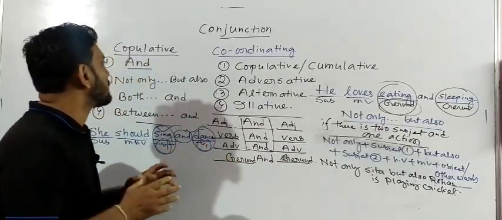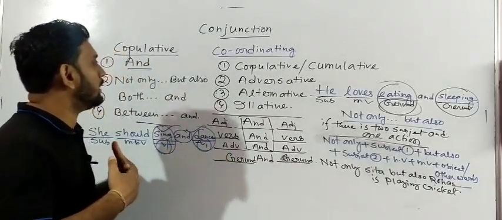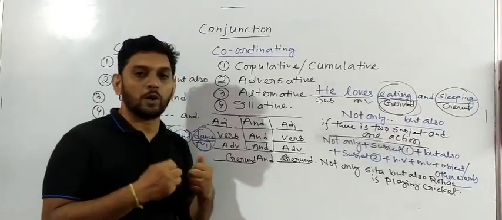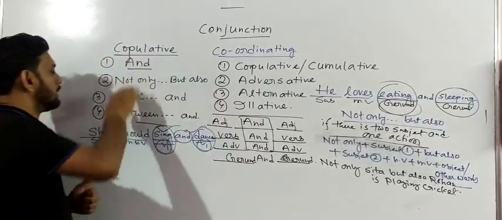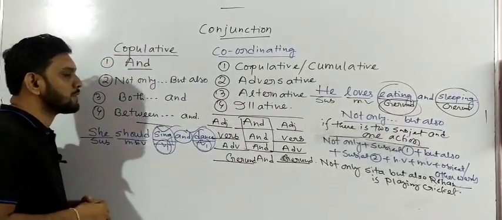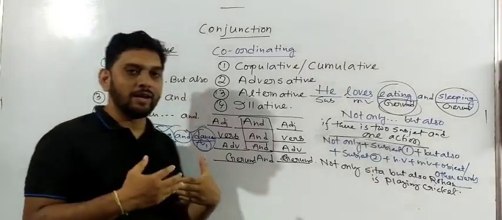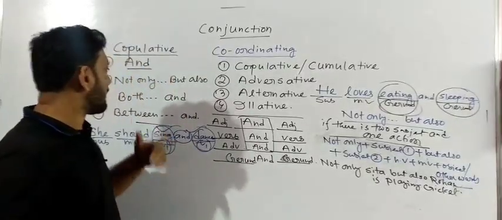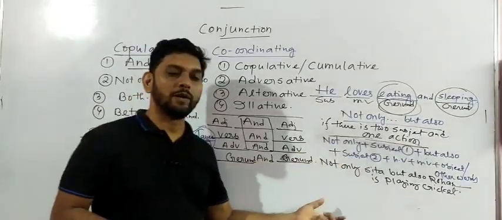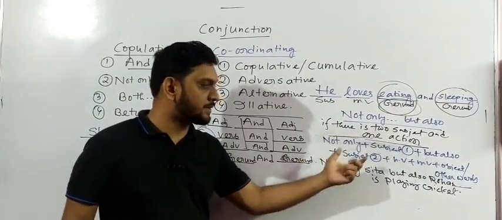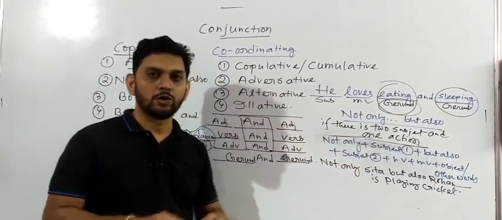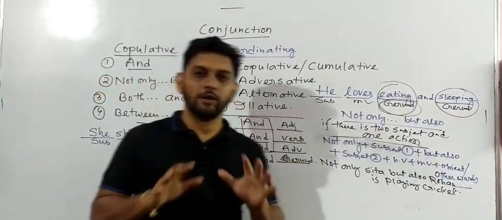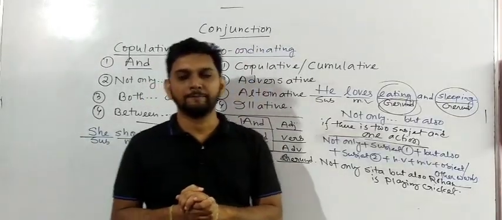My friend, already I have discussed copulative conjunctions. There are 4 types of copulative conjunctions. One type has already been discussed. Today I have started not only but also. This topic will go far, and I will discuss it deeply, but not today. Today that's all. You have to study at home.